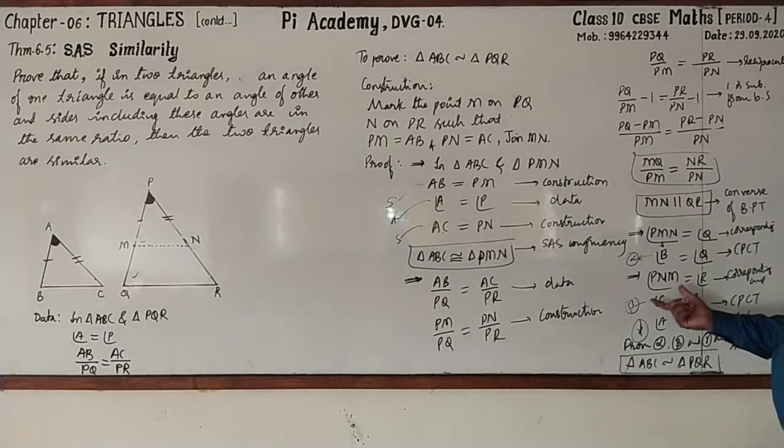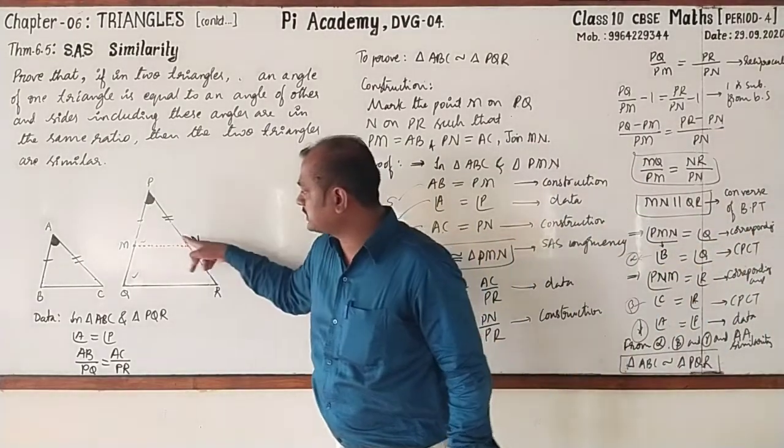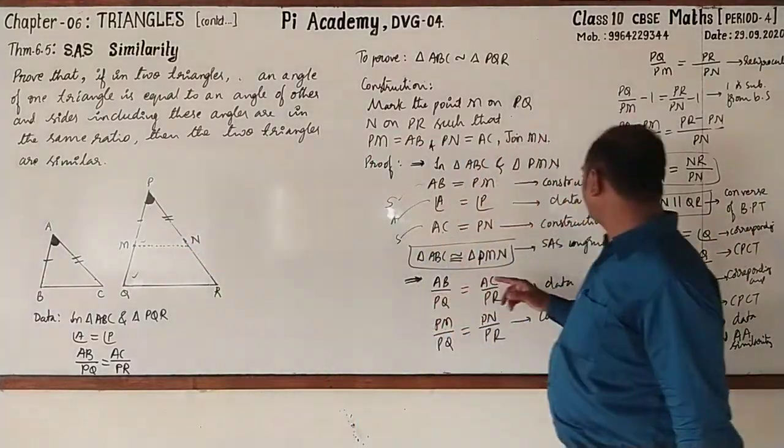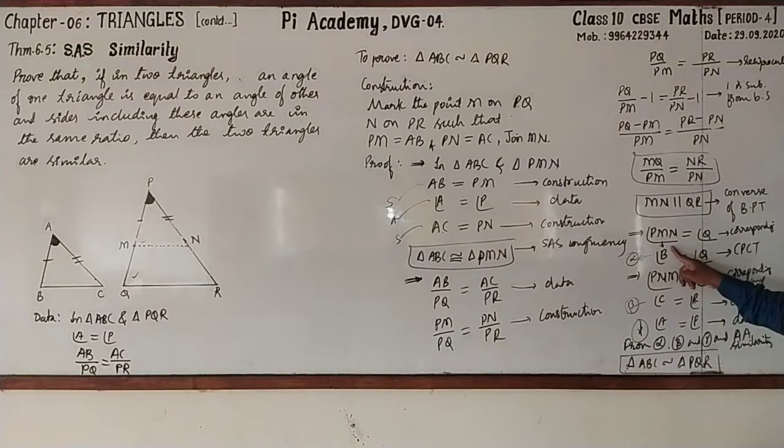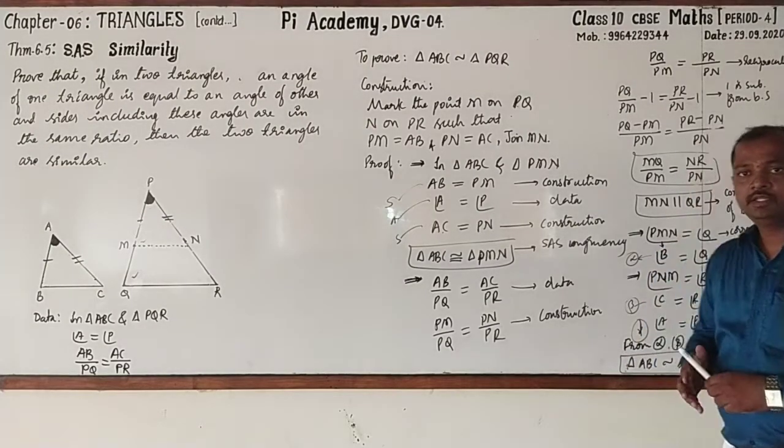As MN is parallel to QR, we get two pairs of corresponding angles, which are equal. Then as we have proved two triangles as congruent, in place of PMN, we have written angle B. Then PNM, in this angle, we have written angle C. Then from the data, A equal to P. So from alpha, beta and gamma, we can come to know that in two triangles, corresponding angles are equal.